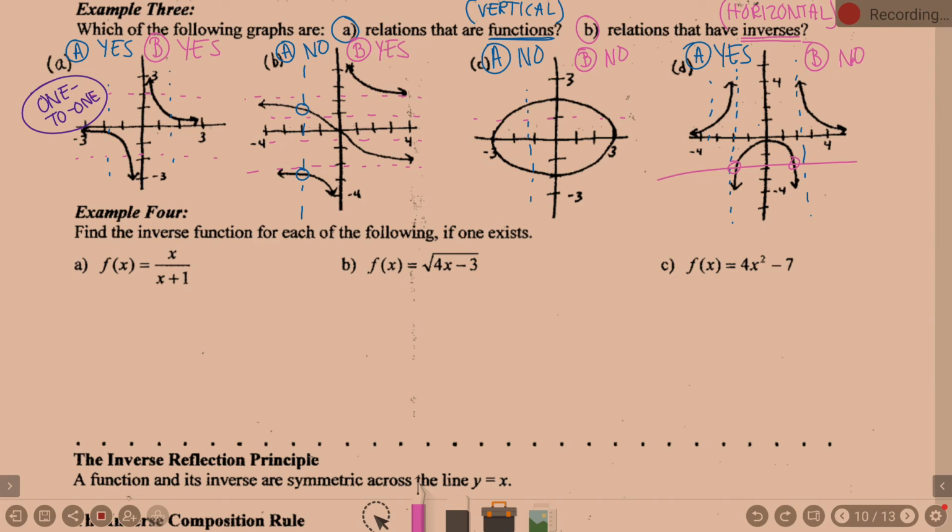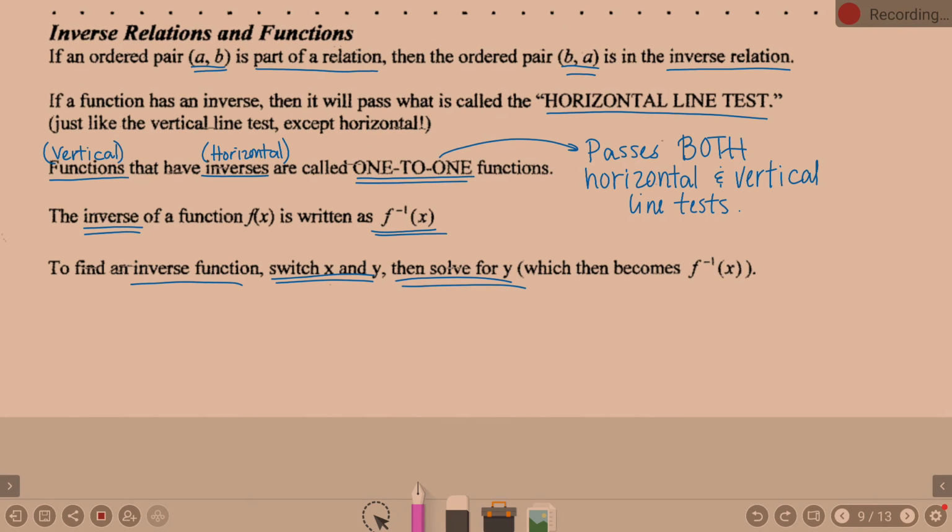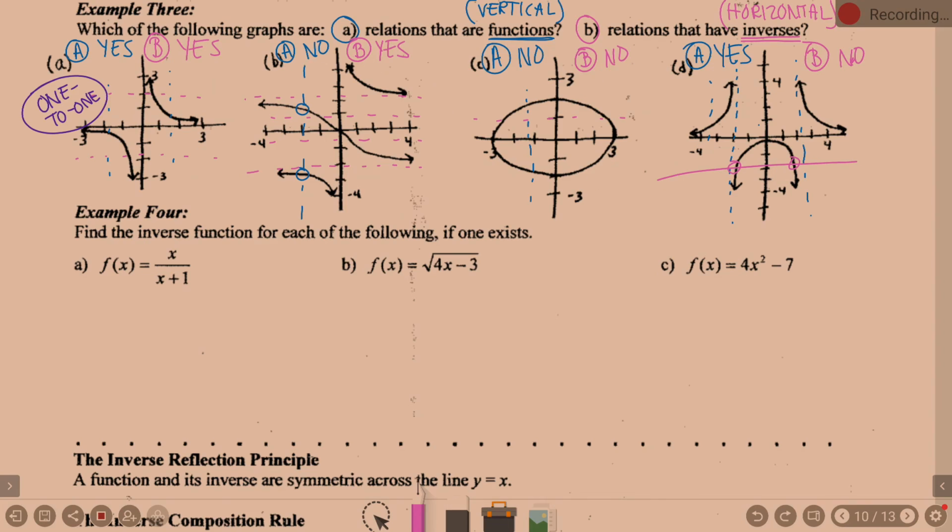The next part, example 4, is finding inverses. We did this in Algebra 2, guys. We found inverses in Algebra 2. What do you know? We talked on the front page. What's true of an inverse? Isn't it just like the reciprocal? Not reciprocal. What did you say, Hannah? Flip, right? As in what flips? Remember, if AB is part of the relation, then BA is part of the inverse. So what we'll be doing is taking our x's and our y's and interchanging them, and then solving for y.